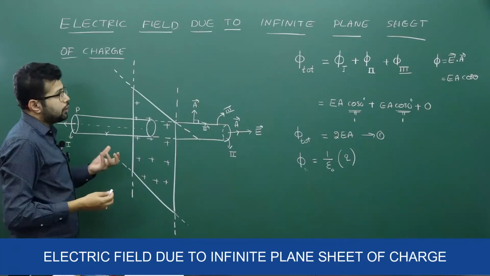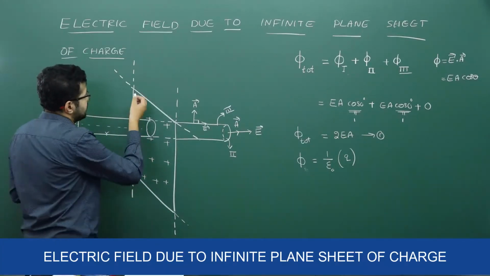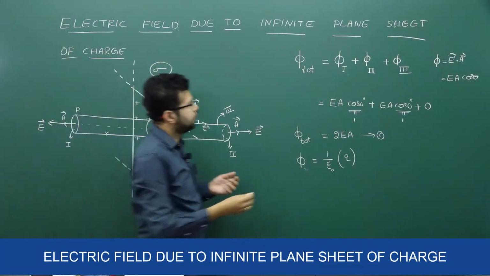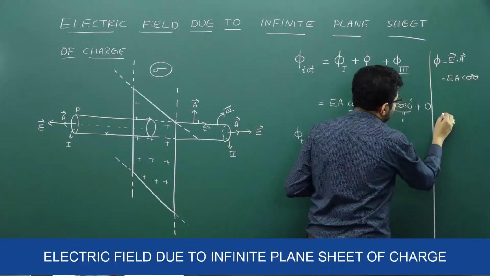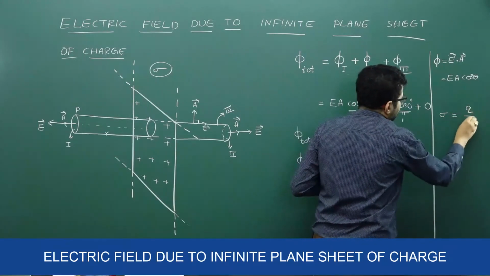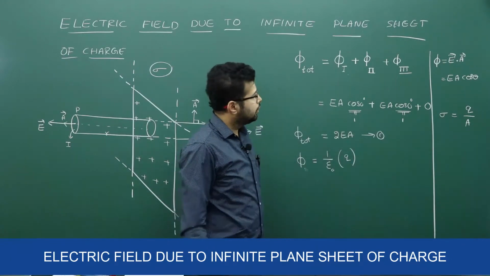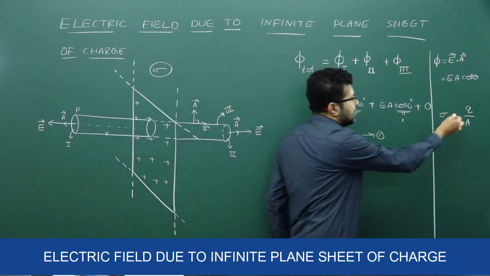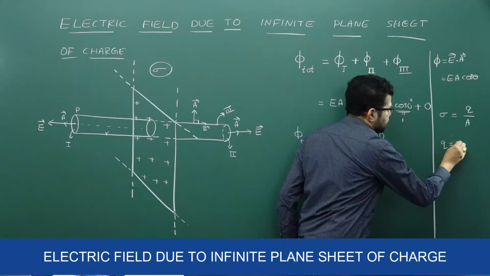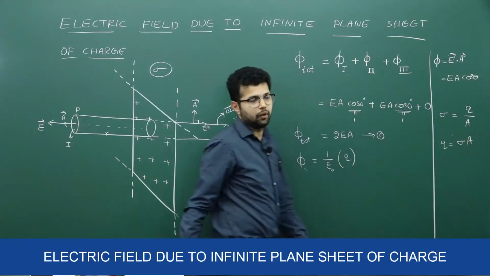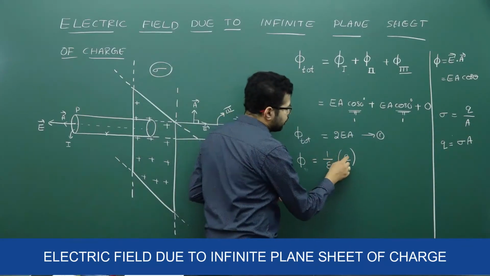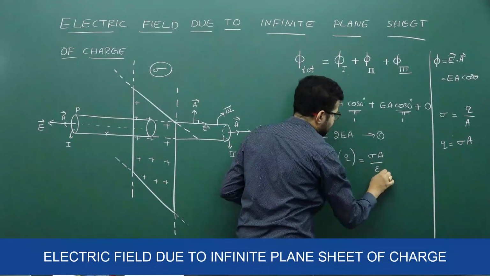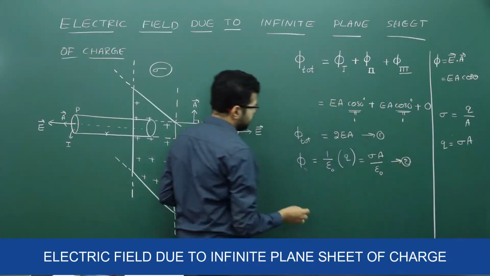To calculate that, we need to know the surface charge density of this sheet. Say the surface charge density of this plane sheet is sigma. What is surface charge density? Charge per unit area. Its unit is coulomb per meter square. So, what is the charge enclosed? Charge enclosed is equal to surface charge density into area. In place of Q, we can write sigma into A, so the flux is sigma into A divided by epsilon naught. Let me name this as equation number 2.